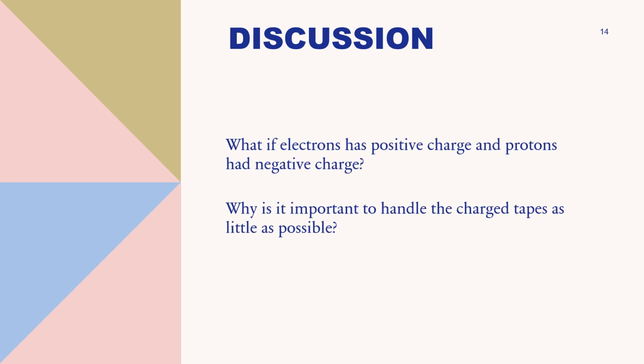So what if electrons had positive charge and protons had negative charge? This would not change anything in the results of this experiment. It would mean that the tapes would be negatively charged, and when you charged a plastic pen, it would be positive, but they would still repel each other, and the results would still be the same.